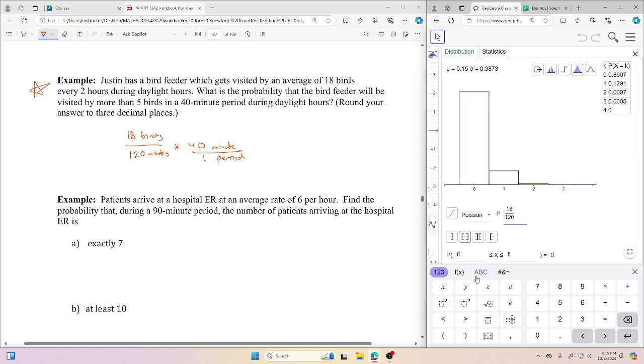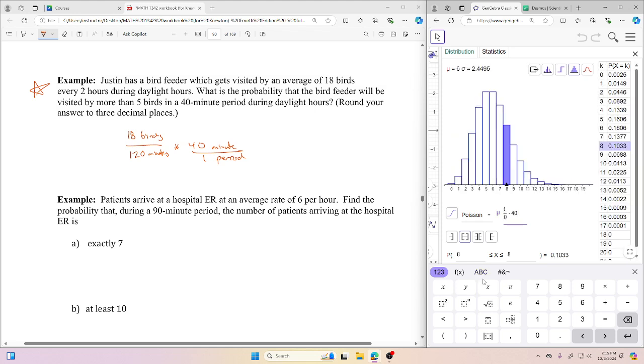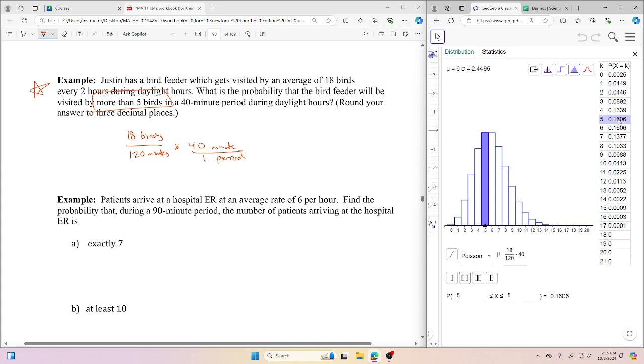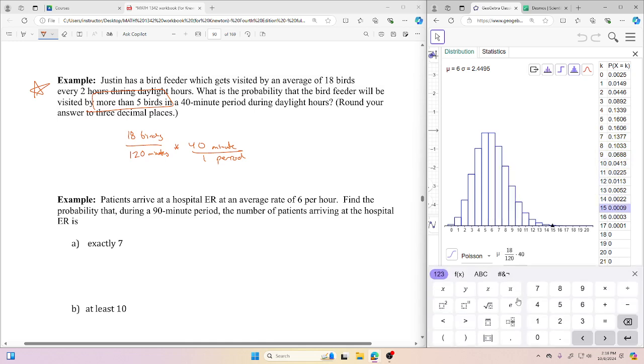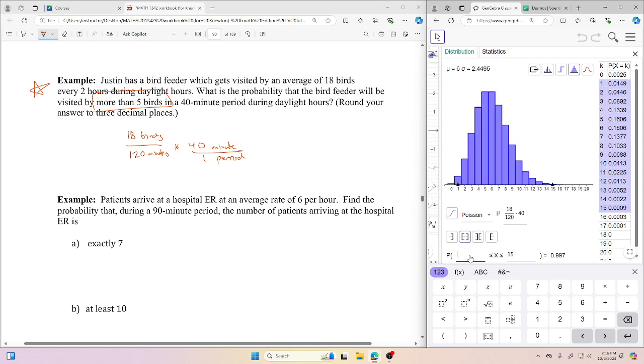18 over the 120 times the 40. So we're talking birds. And it says the probability of more than 5. Does that include 5? So then 6, 7, 8, 9, 10. How about this? I'm just going to type it down here. Starting with 6 birds, let's do 10 birds, 100 birds, 1,000 birds showing up in a 40-minute time frame.